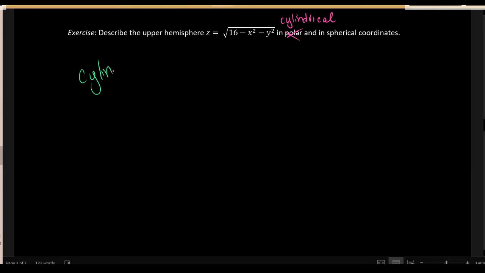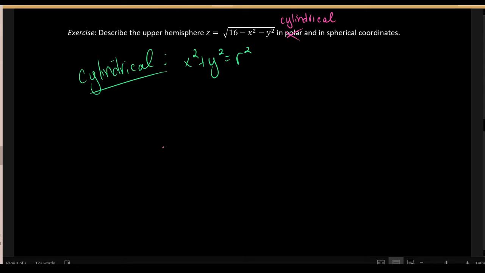Now, when I'm converting this to cylindrical, I'm always looking for opportunities potentially to use the fact that x squared plus y squared equals r squared. Because cylindrical coordinates, as we noted yesterday, are really conducive to converting equations which contain this quantity, x squared plus y squared.